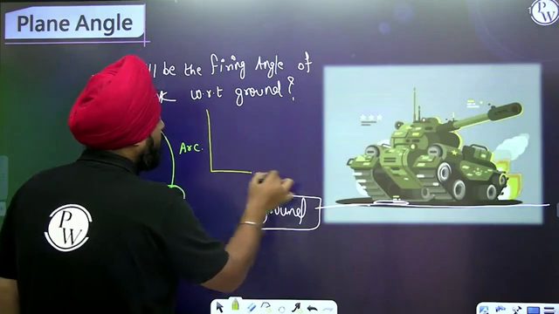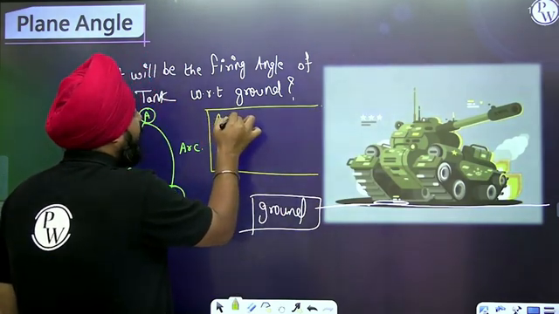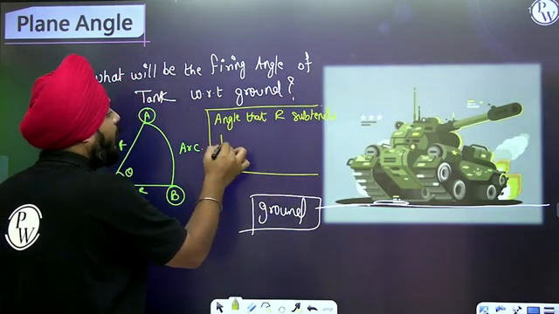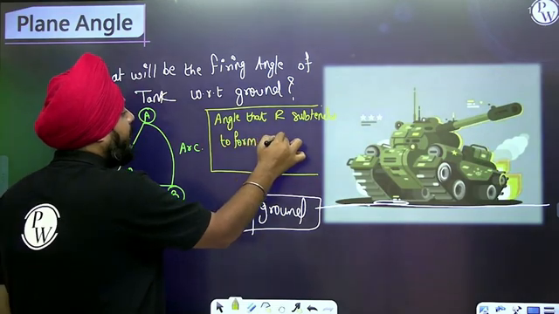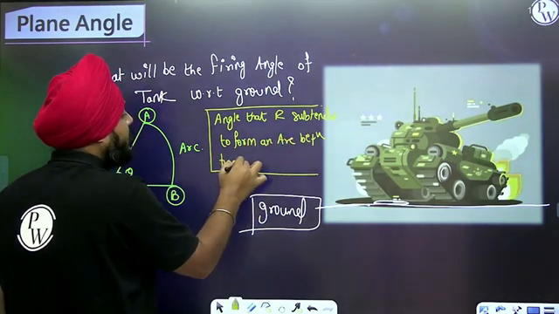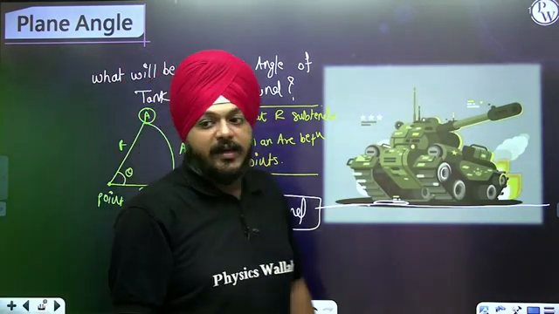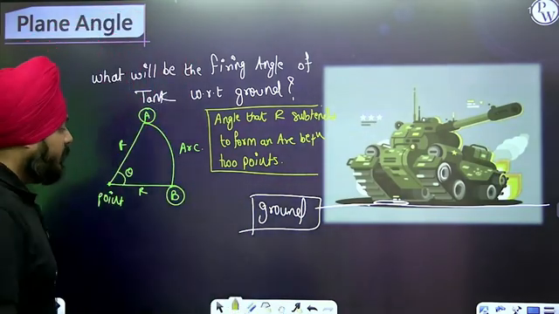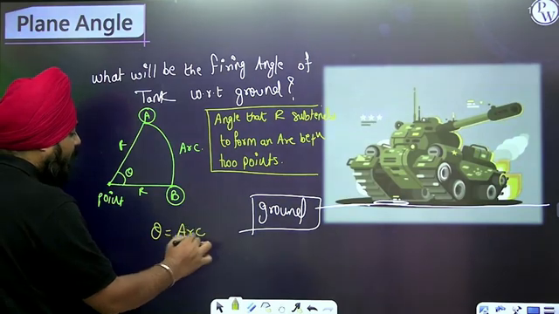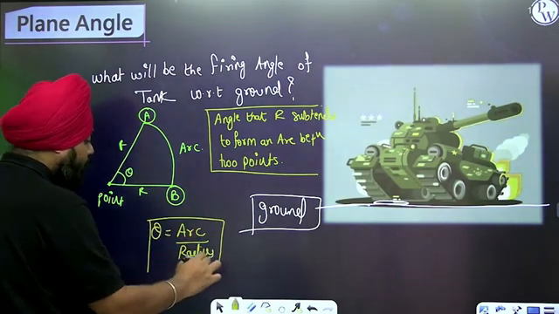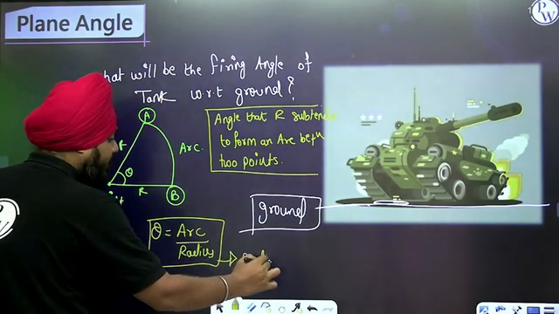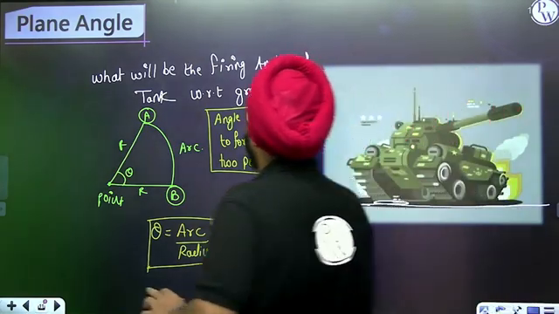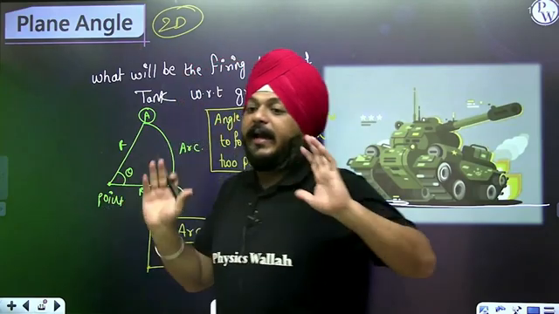The angle that a radius subtends to form an arc between 2 points, that angle subtended is known as the plane angle. And that is defined as theta, which is equal to arc upon radius. The unit of the plane angle is radian. It is a kind of 2D angle.